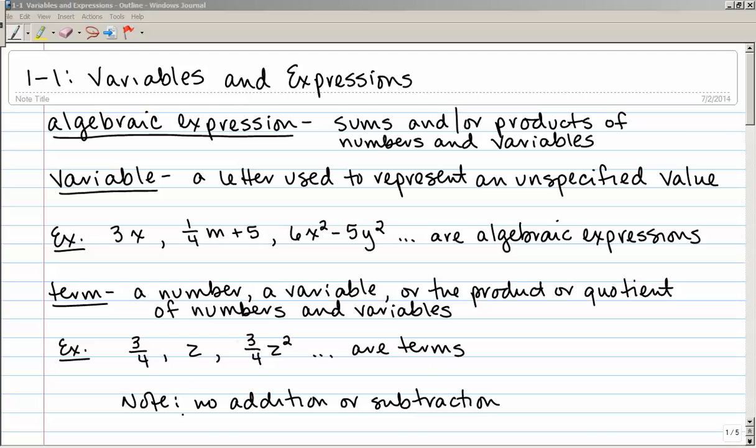Notice that within terms there's no addition or subtraction. If you have any addition or subtraction like we did up here with 1/4 m plus 5, or 6x squared minus 5y squared, then you have an algebraic expression. Basically, an algebraic expression can be made up of several terms.